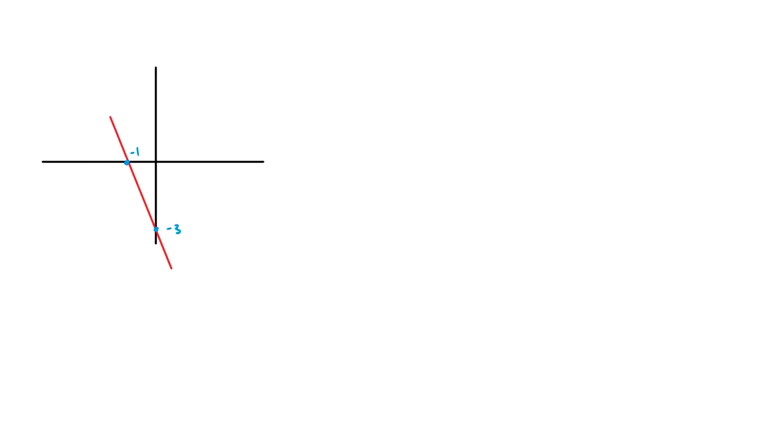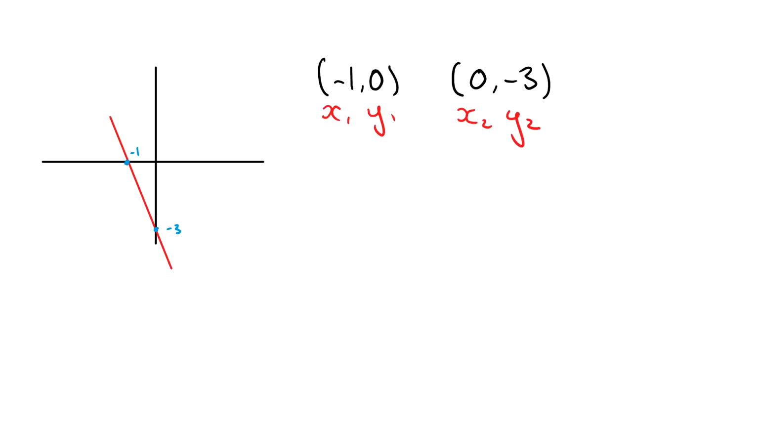So here we're going to do it again with this point. Start by writing down your coordinates. So we have -1, 0, and 0, -3. Label these as x1, y1, x2, y2. Write down your gradient formula.